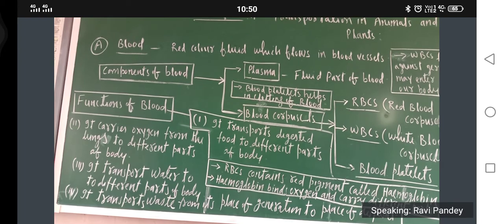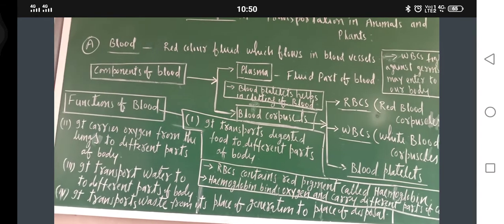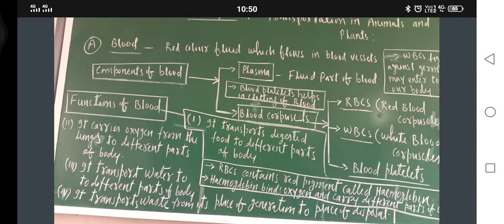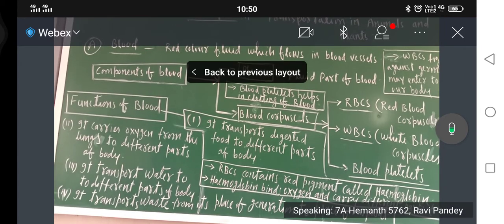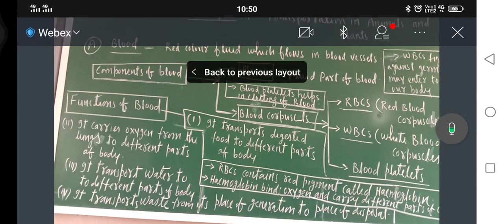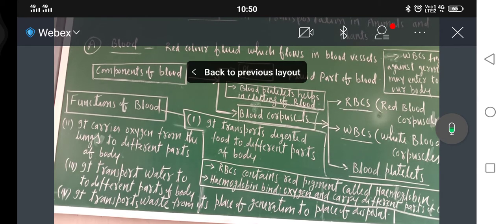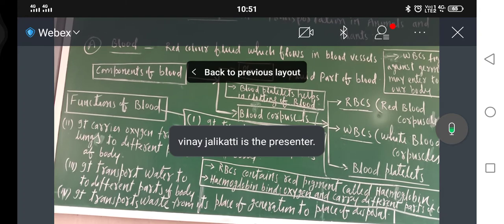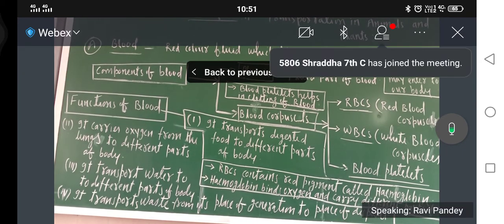If you have got any doubt, so what is the function of blood? One by one I have explained. Okay. Hemant, just unmute everyone so that they can ask their doubts. Okay, so what is the first function of blood? It transports digested food to different parts of body. Second function is it carries oxygen from the lungs to different parts of body. Just a minute. First, let me explain. Afterwards, I will give you the time to ask the doubt.